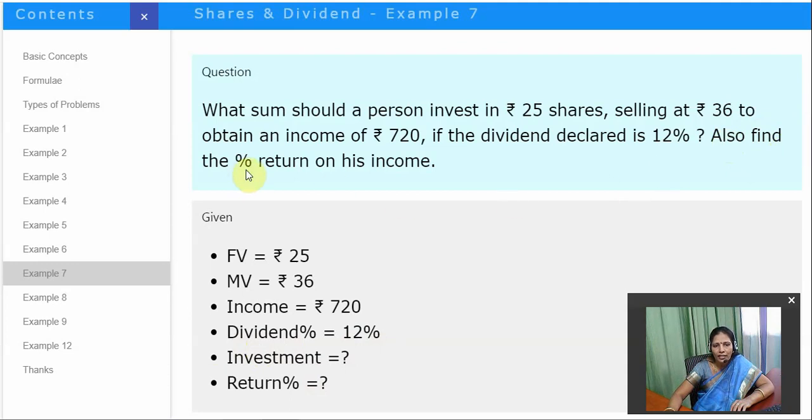Also find the return percentage on his income. Return percentage you need to find out, and before finding that you need to find out what sum should a person invest. So what sum should a person invest means you have to find the total investment. Right? Now this is the given data and you need to find out these two.